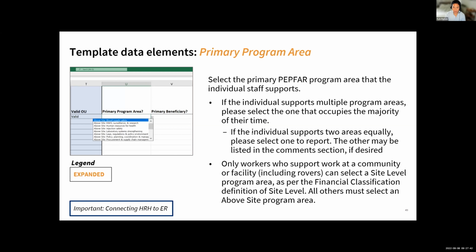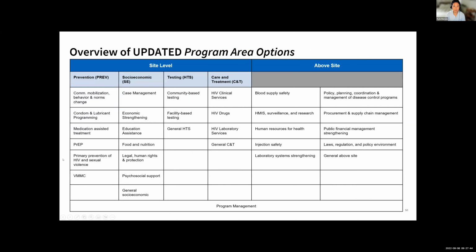And in the subsequent slides, you'll see the expanded list of program areas. Again, this is a bit more granular than last year. Last year, we typically could enter site level or above site program areas, and within the site level, you could enter whether they worked in prevention, socioeconomic testing, or care and treatment. But this year, we've been a little more detailed and disaggregated, and we can provide additional breakdowns of the specific activities within that program area that the staff member is primarily engaged in.